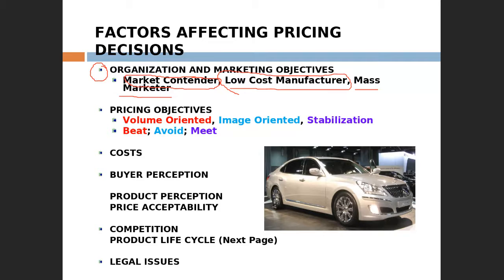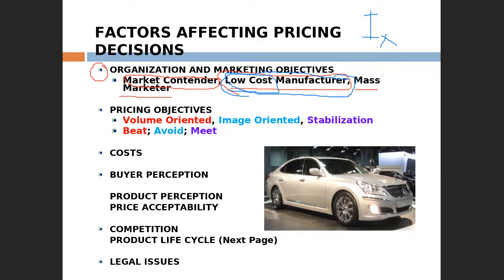Now let's look at the low-cost manufacturer, which is often an organizational objective. If you happen to be a low-cost manufacturer, then you have a lot of options in the marketplace. You can come in at the lower end of the price spectrum. If this is the top of the price spectrum, this is the lower end. Think of a vast majority of the Chinese brands in the marketplace today. Most of these manufacturers are low-cost manufacturers, and therefore they can come into the marketplace at a very low price. And that's how they can go after the mass market.